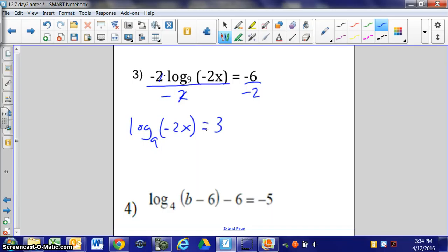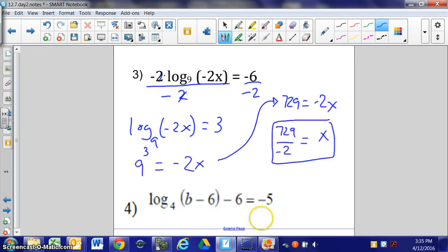Now I can convert, because I have a log all by itself, convert to exponential form and solve for x, and you will get a rather large number that doesn't reduce. But go ahead and give it a try. 9 to the third equals -2x. 9 to the third is 729 equals -2x. Divide by -2, and there's our value of x.